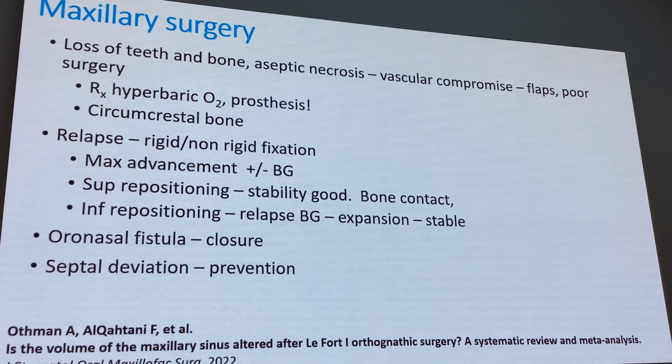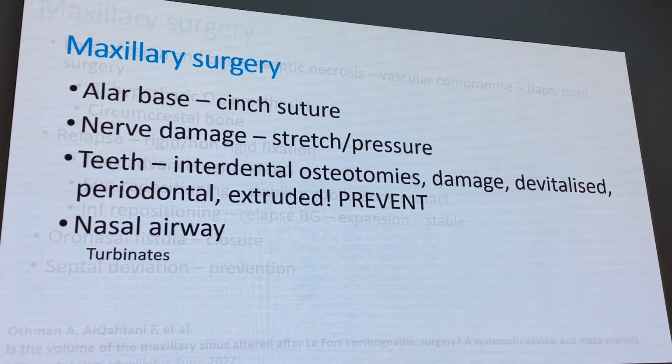Oronasal fistulas can happen. Septal deviation is easily preventable, particularly when you impact the maxilla. If you don't do your septal trimming, every patient will end up with a septal deviation. You need to create a slot in the bone where that septum will rest at the end of surgery. If you don't create that, definitely there will be a deviation, particularly in impactions.